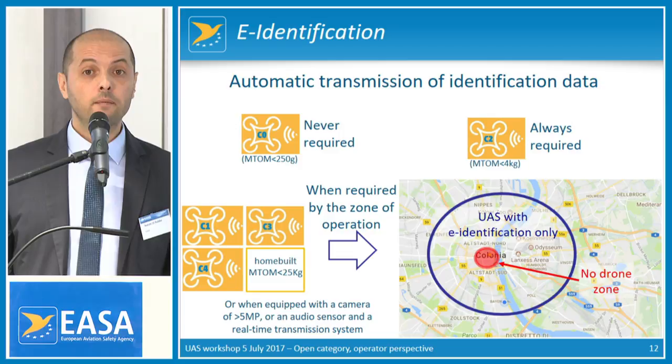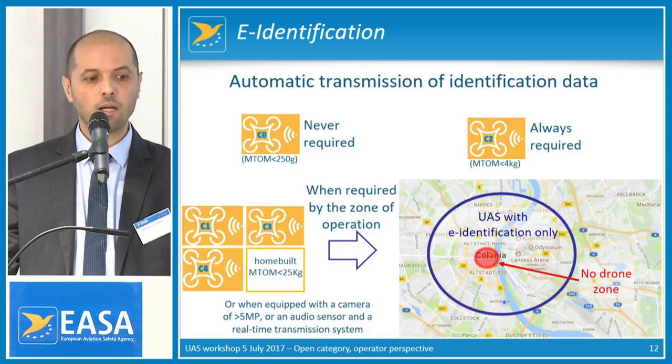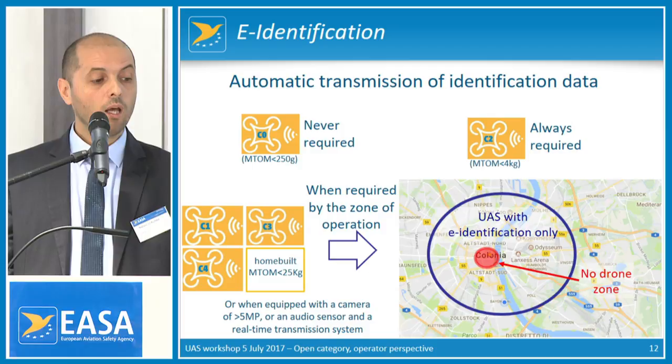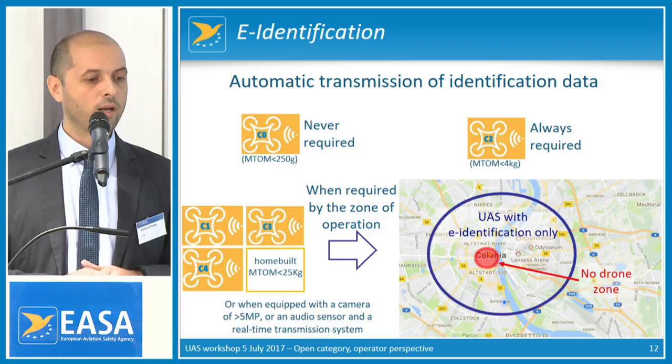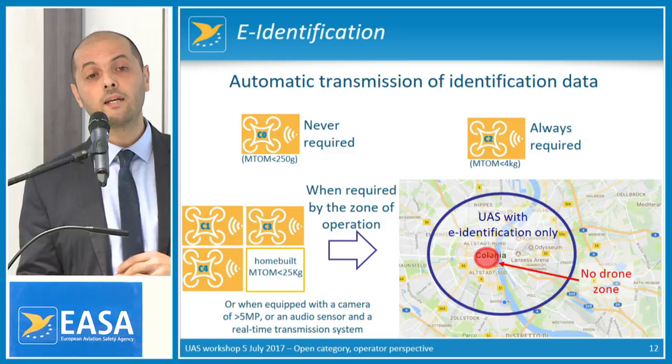So the member states can identify zones, and we will see better in the next presentation how this powerful tool works for the member states to define zones. And one of the zones that can be identified is a zone where only aircraft with identification can operate. And so in this way they can manage when it is required. And another point that was added mostly for privacy reasons is that the identification is required whenever there is onboard a camera with resolution of more than 5 megapixel and a real-time transmission system.